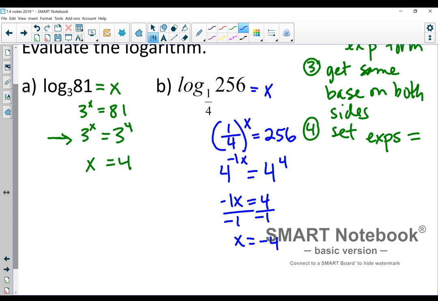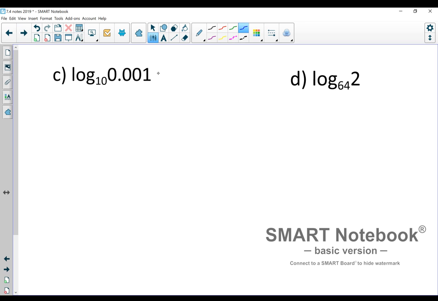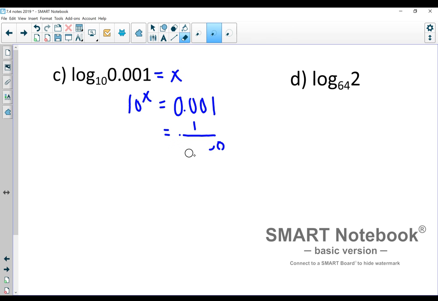So we'll go ahead and look at a couple more. Here's one with a decimal. Make it equal to x again. So 10 raised to the x power equals 0.001. So let's think about what decimal place this is in. Tenths, hundredths, thousandths. Since it's in the thousandths place, I can write it as 1 over 1,000. Oh, sorry, I first said 10,000ths, but it's thousandths, so we have too many zeros there. So let's make it 1 over 1,000.